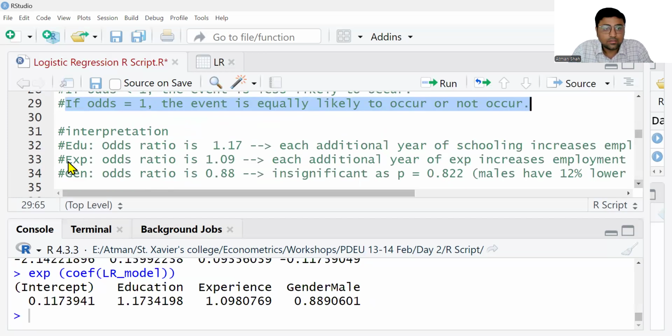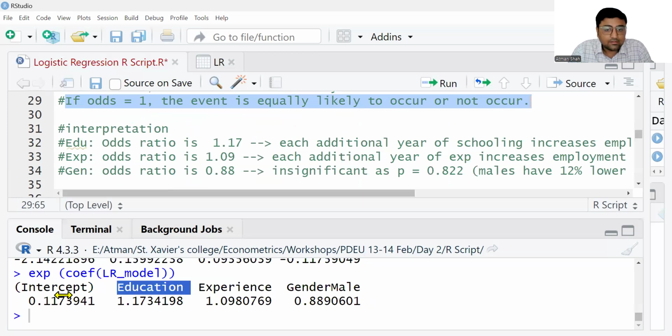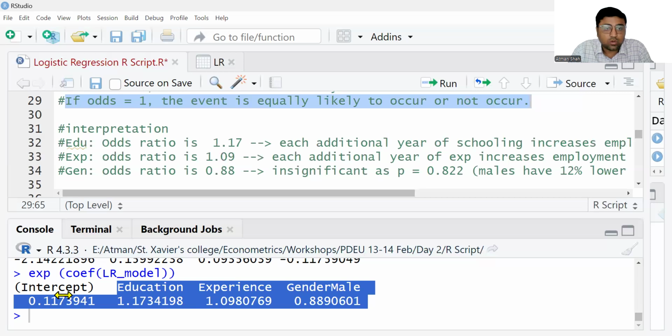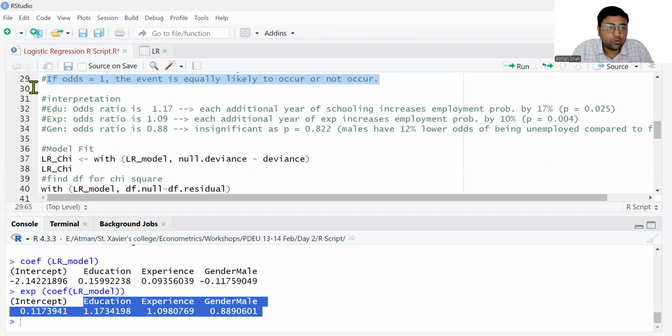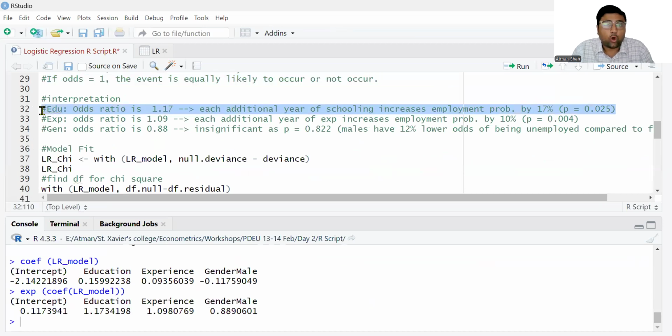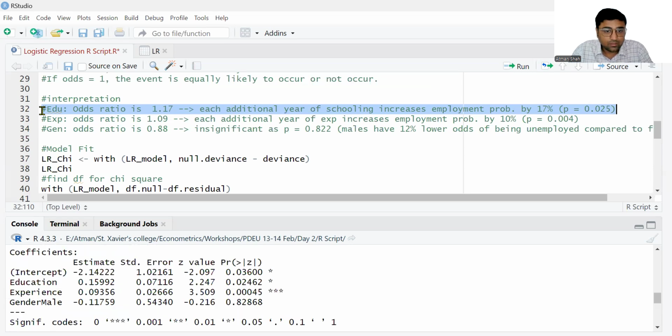Now let's interpret. First, you see here the odds ratio for education is 1.17. Now you interpret this. The odds ratio is 1.17. That means each additional year of schooling increases employment probability by 17%. You compare it with 1, so it is 17% higher than 1. The associated p-value, you can see here, is 0.024 and therefore it is statistically significant.